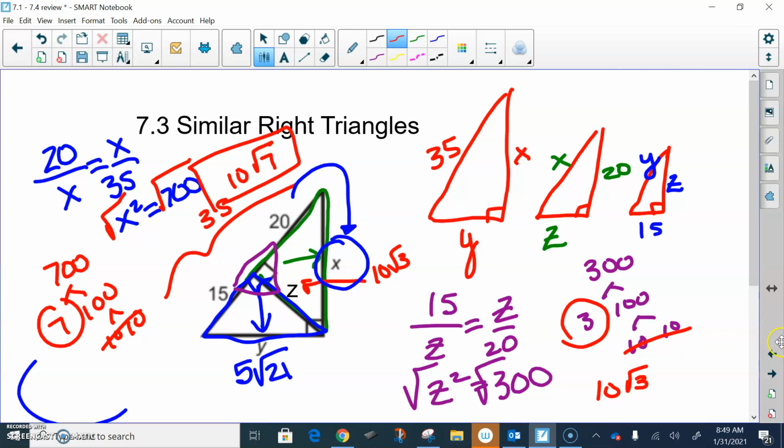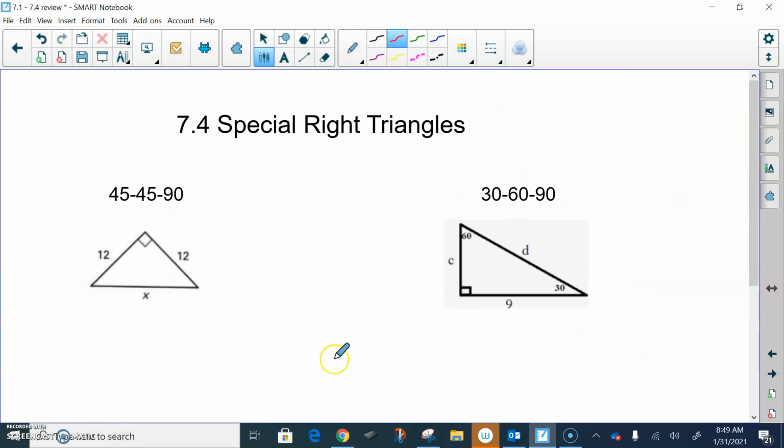All right, we have one more lesson to talk about, and those are our special right triangles. The idea is they're supposed to be easy. If you'd rather use Pythagorean theorem, you can certainly do that here. So this is our 45, 45, 90. I remember the shortcut is the legs are the same. It's an isosceles right triangle, and the hypotenuse is the length of the leg times the square root of 2. So there's no work involved. I know the legs are 12, so my hypotenuse is 12 root 2. Boom, easy as that.